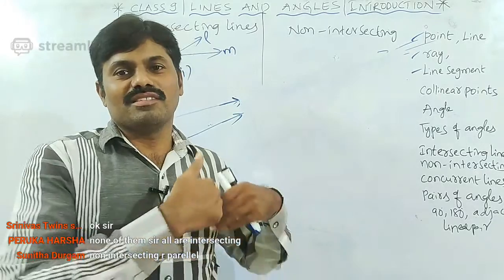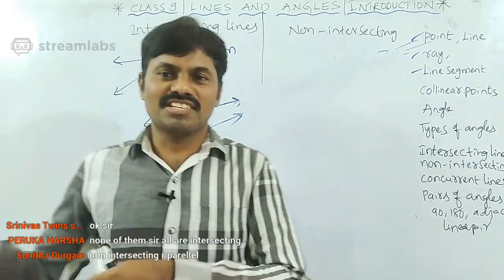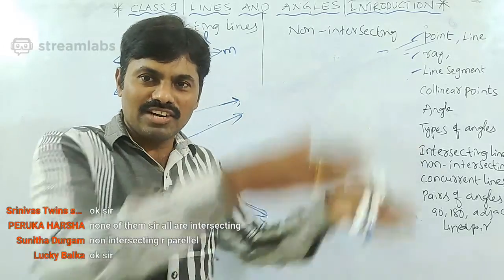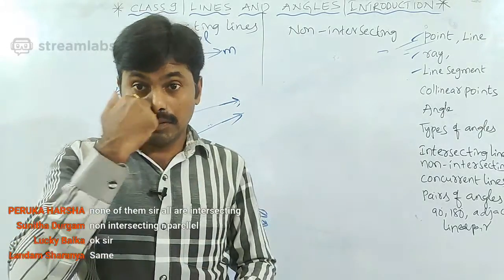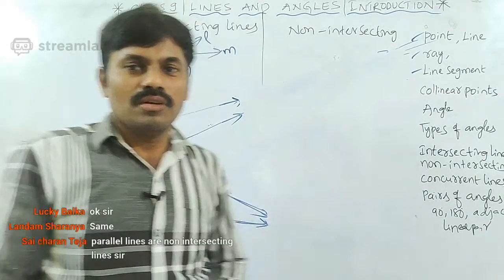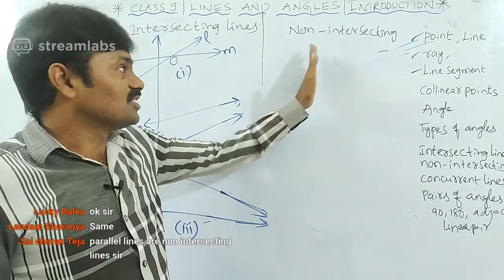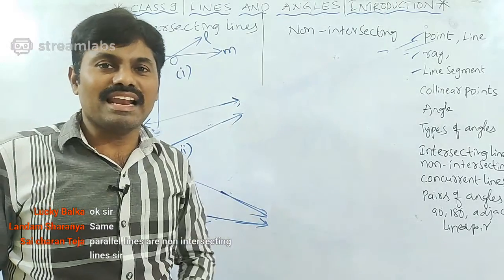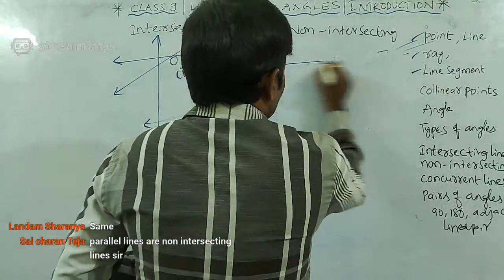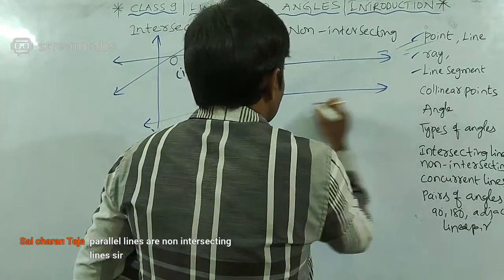Okay, when far away from the railway station, if you consider those two railway tracks, those two are parallel to each other, they do not intersect. Clear? So only which are non-intersecting lines? Yes, parallel lines are non-intersecting lines.